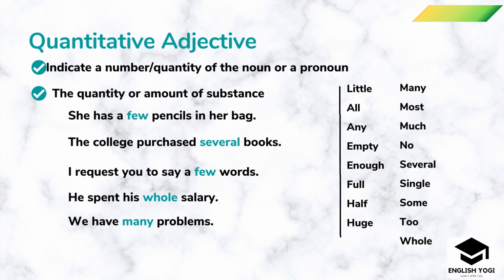The next type of adjective is quantitative adjective. It indicates a number or quantity of the noun or pronoun, but not in exact quantity. It tells the quantity or amount of any substances.